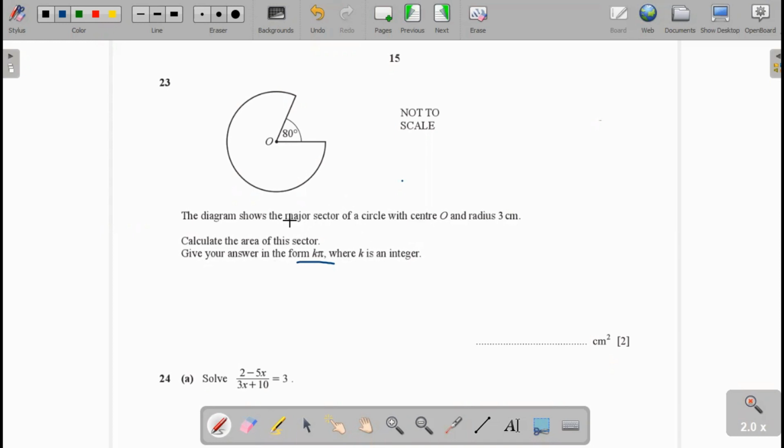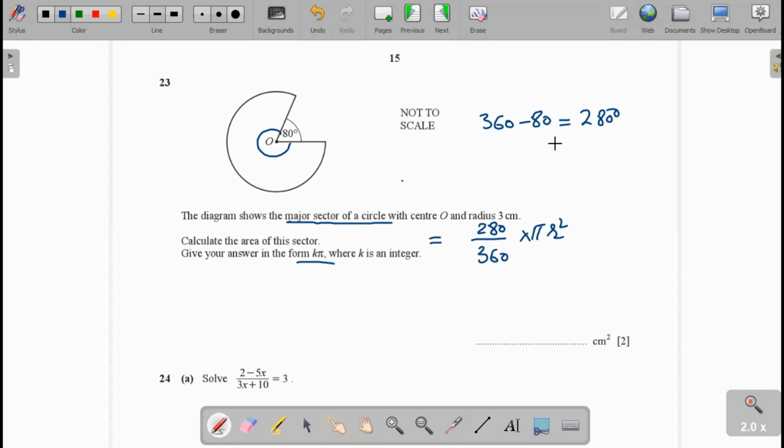Here you have to find the area of the major sector. This is the major sector. This angle would be 360 minus 80, which is equal to 280 degrees. Now the area of the sector equals the given angle, 280, divided by the total angle 360, multiplied by pi r squared. This is the formula for the area of a sector.